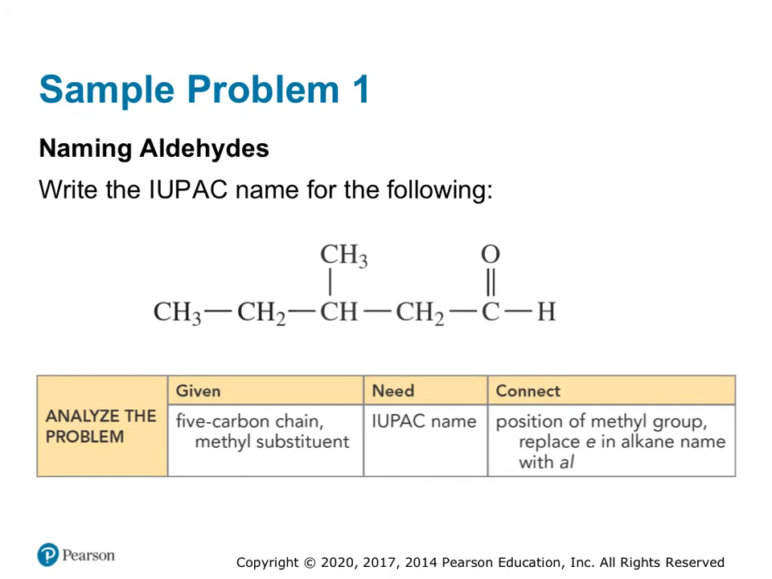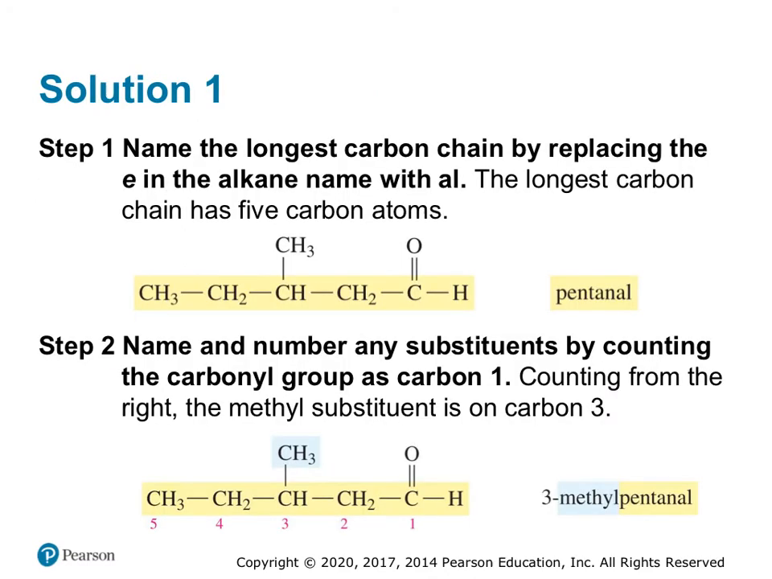So looking at this one, giving the IUPAC name, here is the carbonyl group. So it's an aldehyde because the carbon at the carbonyl group is at the end. And I see I have a 1, 2, 3, 4, 5 carbon chain and one methyl group there in the middle. So you first look for the longest chain. So pentane for 5 carbons, and we change the E to Al. So pentanal.